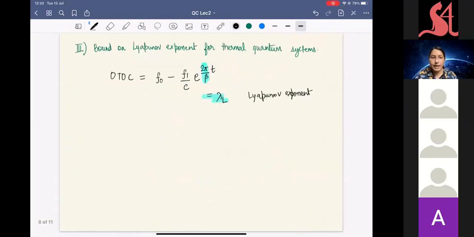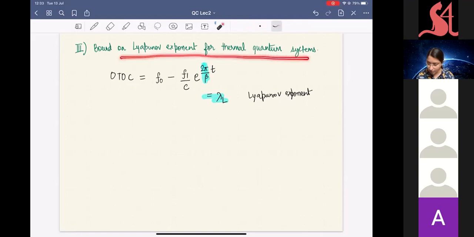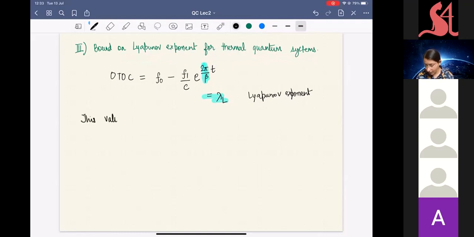So as I showed, there exists a bound on the Lyapunov exponent for thermal quantum systems. What we showed for the 2D thermal CFT, which admits an Einstein gravity dual, is that the Lyapunov exponent is 2 pi by beta. This particular value is because the setup we considered admits an Einstein gravity dual.